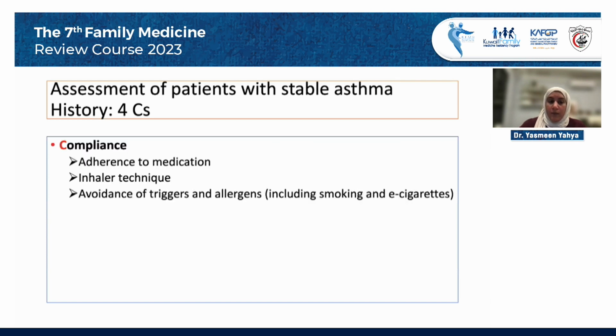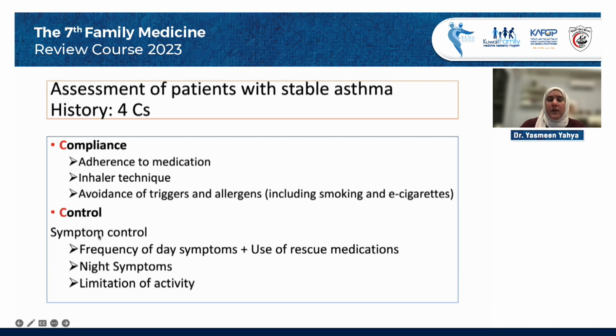So in the compliance, you need to check if the patient adheres to the medication, if he is doing correct inhaler technique, and if he's avoiding all the triggers and allergens. So these are the 3 elements in the compliance that you need to check with your patients.